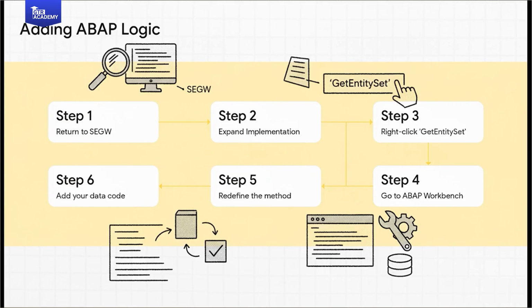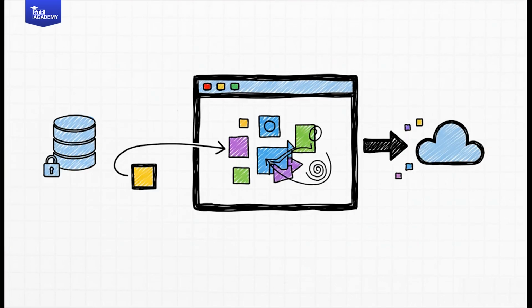From there, we'll dig down into the service implementation for our entity set. We're looking for the getEntitySet method. That's the one we'll redefine in the ABAP workbench to add our own custom logic. This is where the magic really happens. Inside this method, you just write a standard ABAP select statement. You're just pulling the data you need from a table like VBAK and passing it into a special parameter. This is the code that actually fulfills the data request from the outside world.